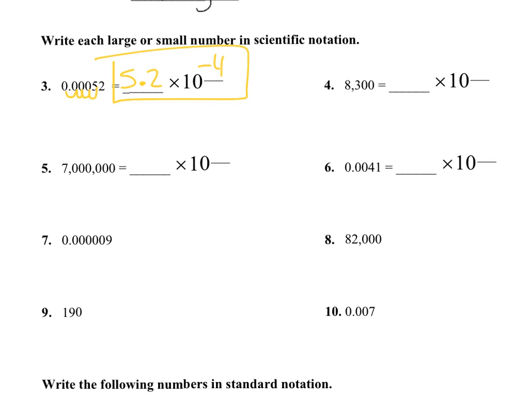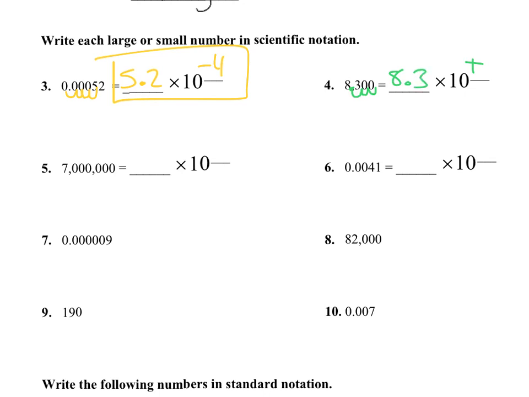Let's take a look at number 4. On number 4 we have 8,300. So we have a really big number, so our exponent is going to be positive. And then I'm going to move the decimal to the left 1, 2, 3 spots. So I come up with a new number of 8.3.